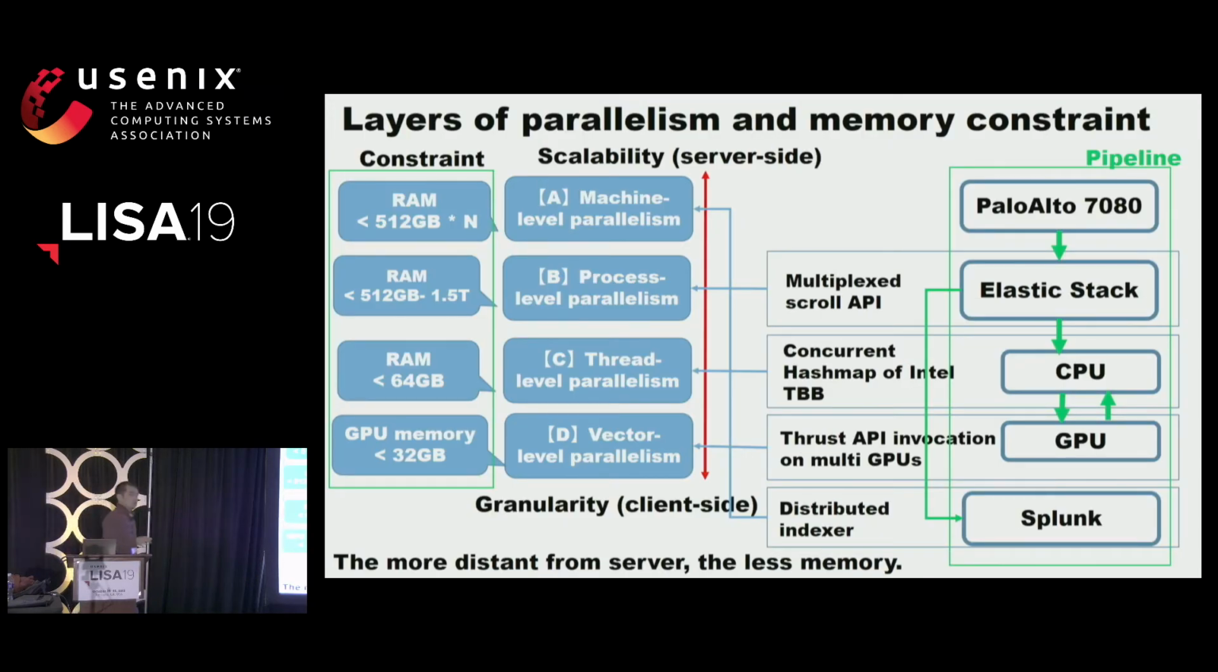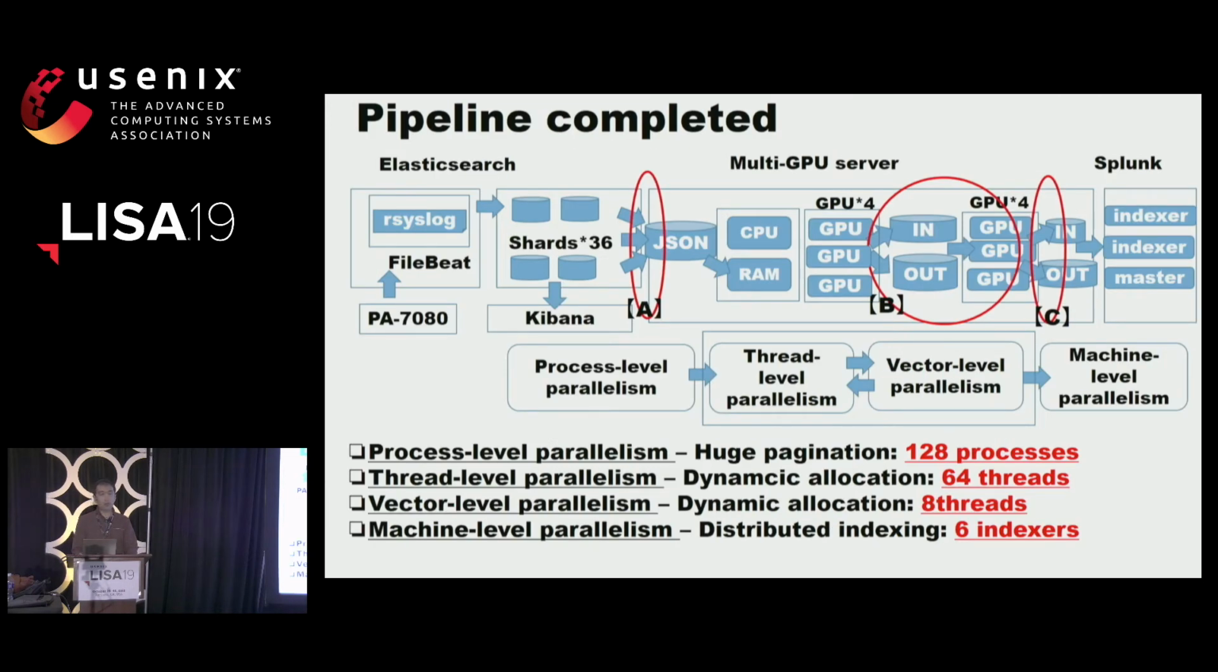This is another constraint of the layers of parallelism. This is also from the textbook. The important thing here is that choosing an appropriate level of parallelism is important. The 4 layers are specified by the memory usage constraint, the pipeline completed.